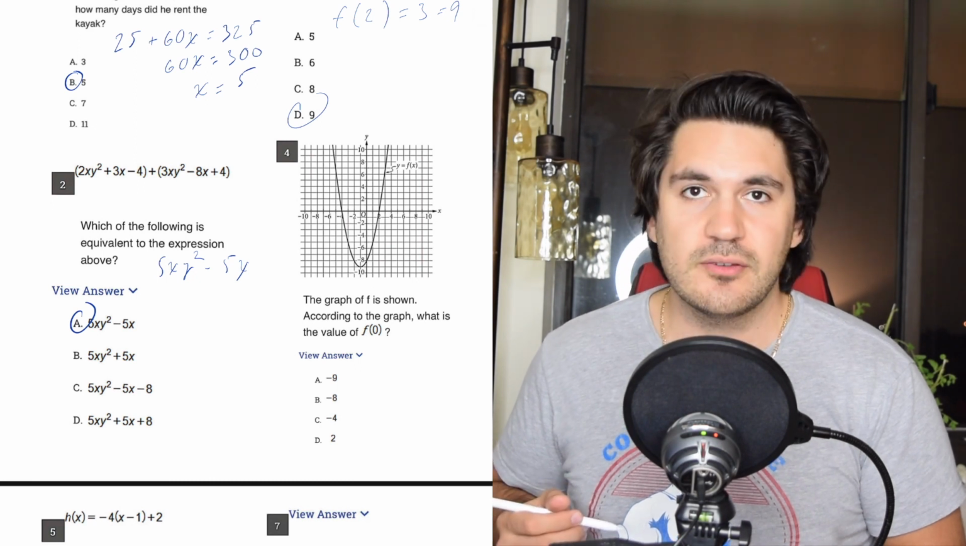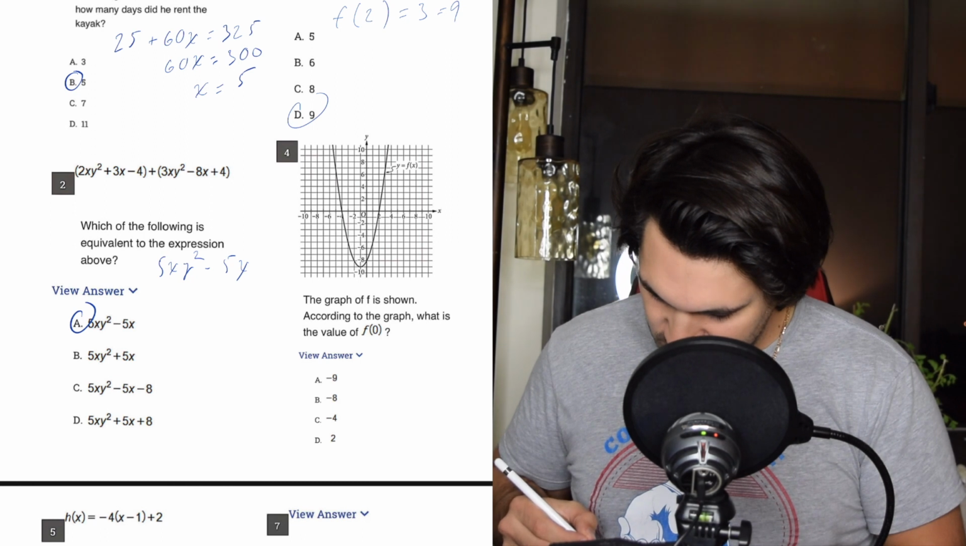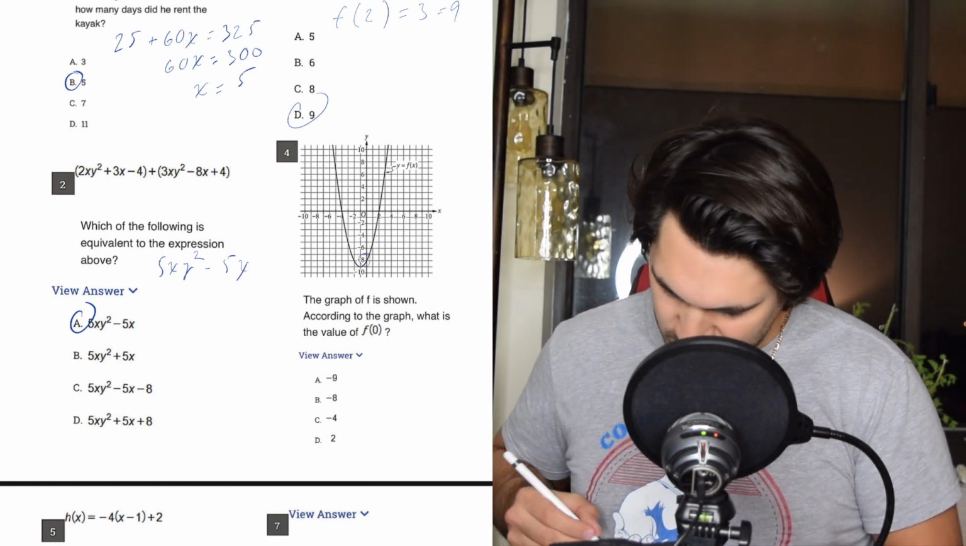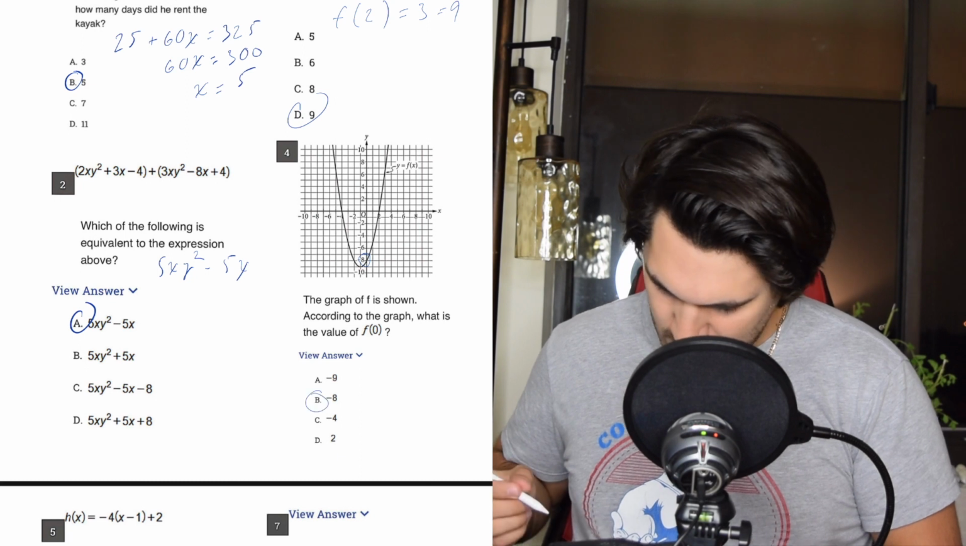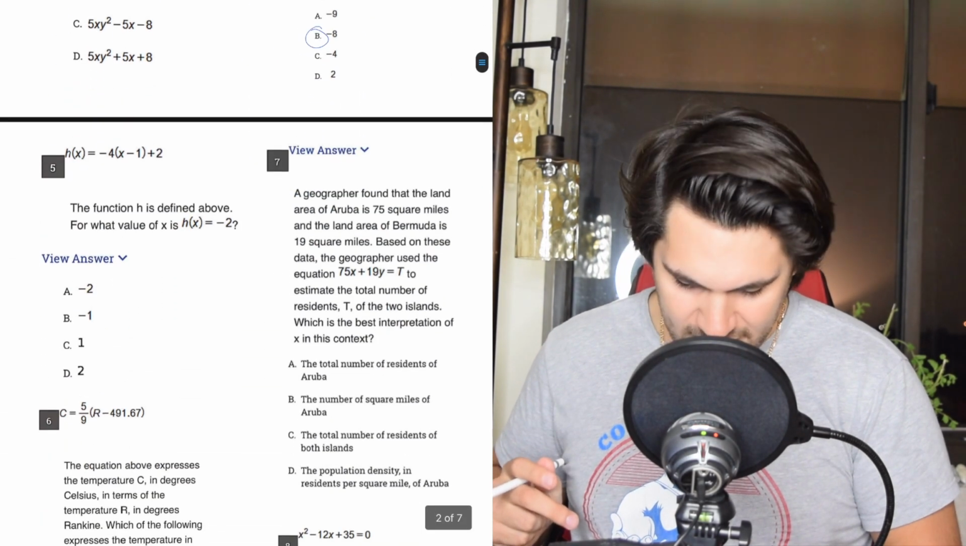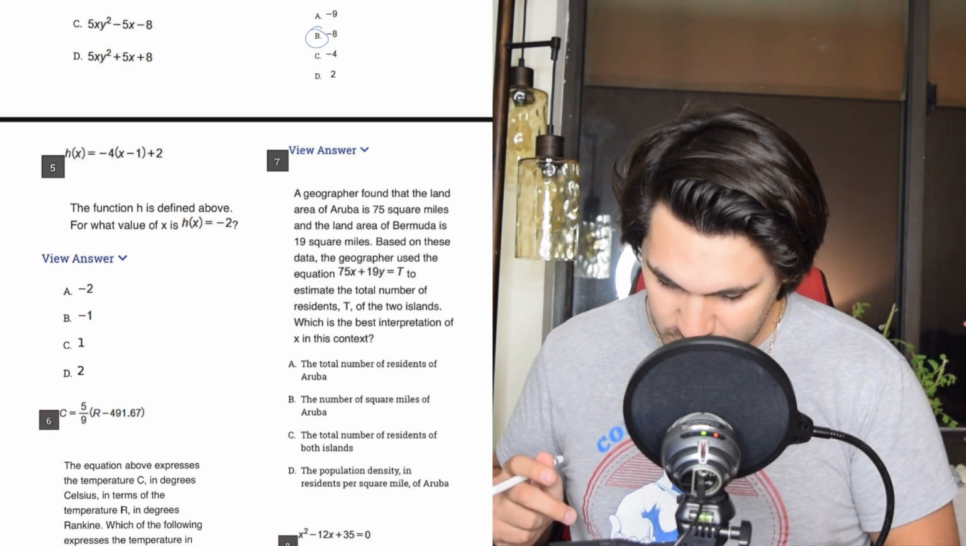Number 4, what is the value of f of 0? Just look where x equals 0 and find the corresponding y value. That looks like it's going to be here at -8. So our answer to number 4 will be B, -8.